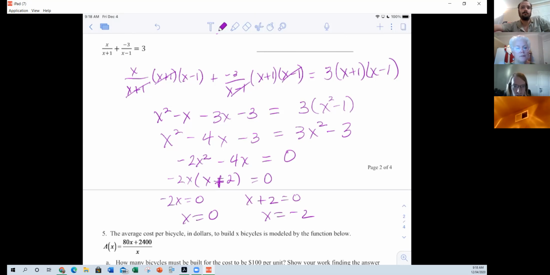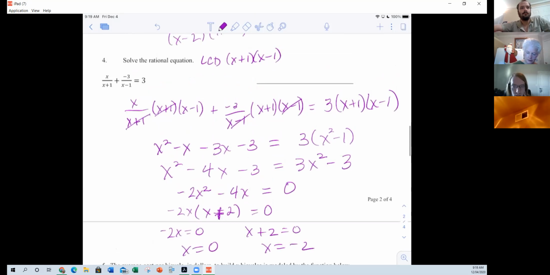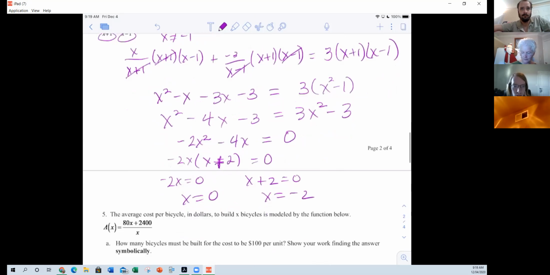And then you want to check to make sure that those are in the domain. So here the domain would be all x values except for 1 and negative 1. So these are good.